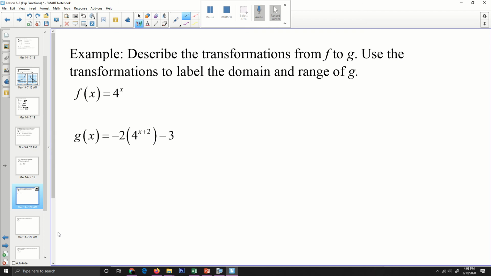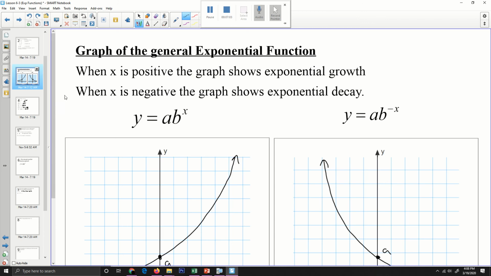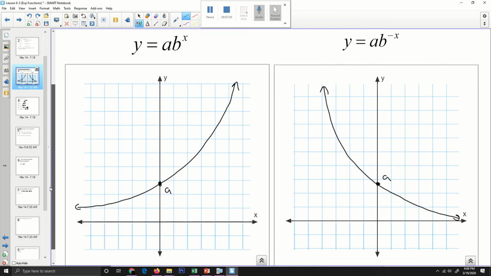So some examples: describe the transformations from F to G. Use the transformations to label the domain and range. So this thing right now, as it is written, has a domain of all real numbers, and its range is going to be y greater than 0. And that goes back to this original function here.